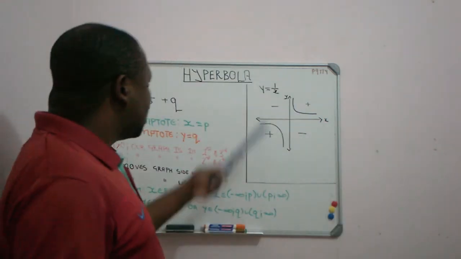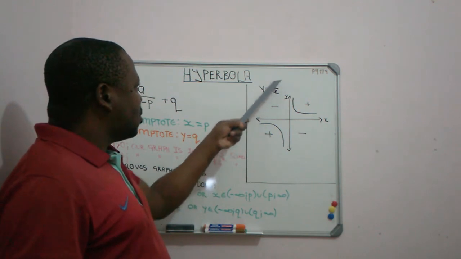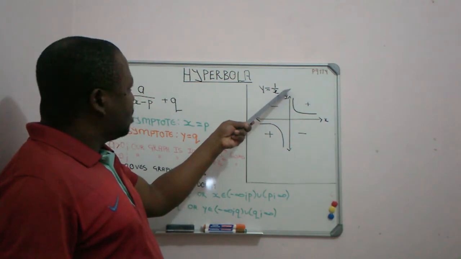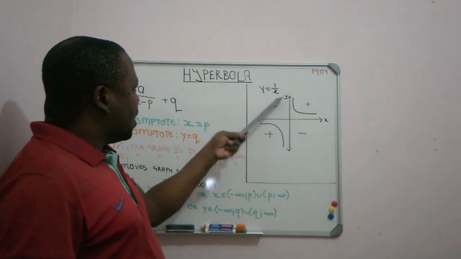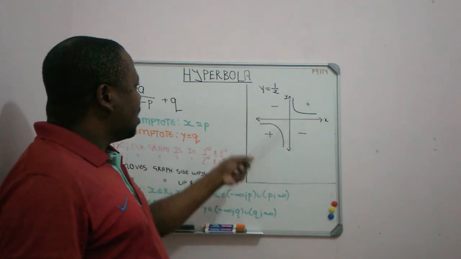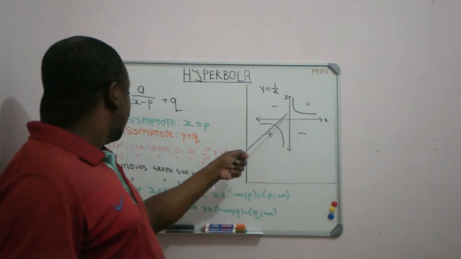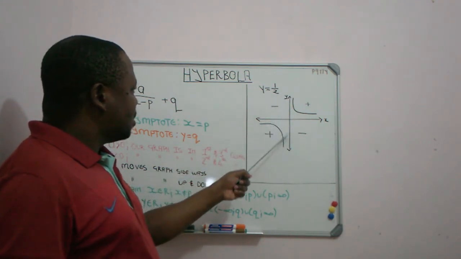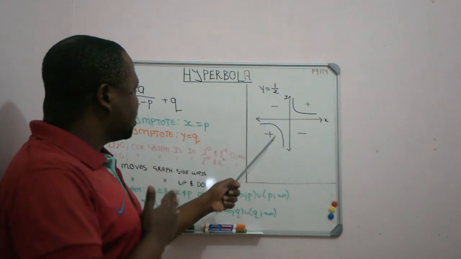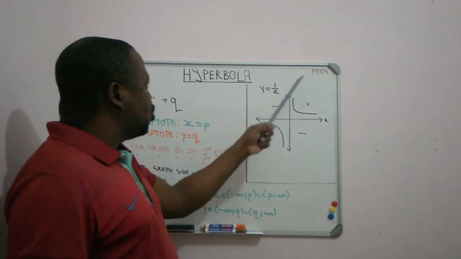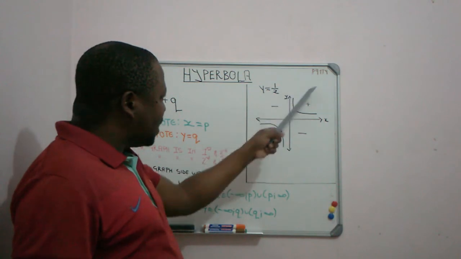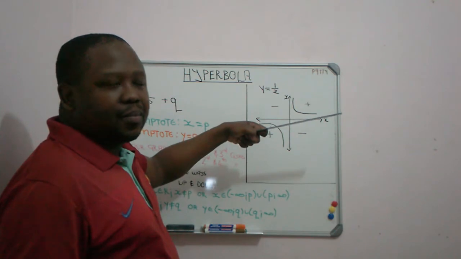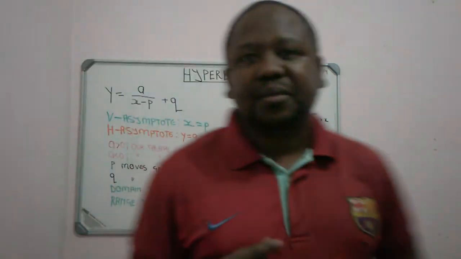So if we introduce p, let's say we say it's 1 over x plus 1, meaning we're going to have what? x is equal to minus 1. Our vertical asymptote will be at minus 1. So the graph will shift to the left. And if we introduce q, for example, we also introduce 1 again, our graph will go 1 unit up. That's how they affect the graph.